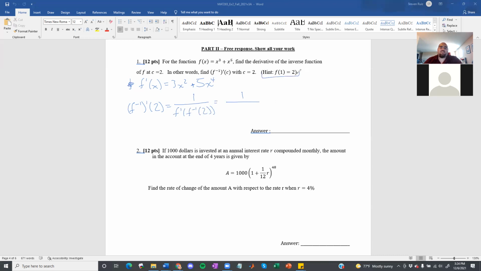I'll give you this piece of information here. f of 1 equals 2. So what does that tell you? So then it'd be 1. Yeah. So f inverse of 2 is equal to 1. So what I'm really after is this 1 over f prime of 1. What's f prime of 1? That would be 8. Yep. Okay.